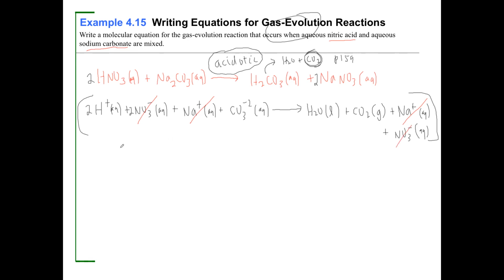So it looks like what's happening here is we're getting 2H plus aqueous plus carbonate aqueous produces water plus CO2. Very convenient. Very convenient.